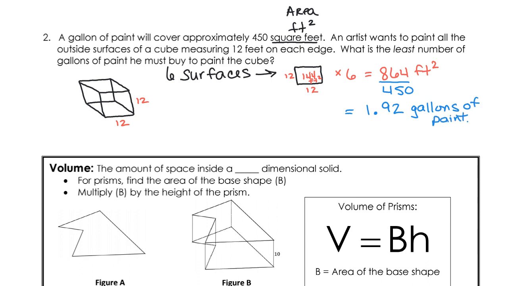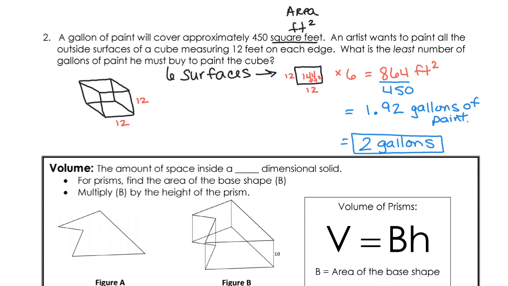But you can't go to Home Depot or Lowe's and say, hey, I need 1.92 gallons of paint. They're going to say, I'm sorry, they only come in whole gallons. And so we're going to need 2 gallons. We'll have some left over, but that is how much we're going to have to purchase. And that's the least number of gallons of paint he needs to buy in order to paint the cube.